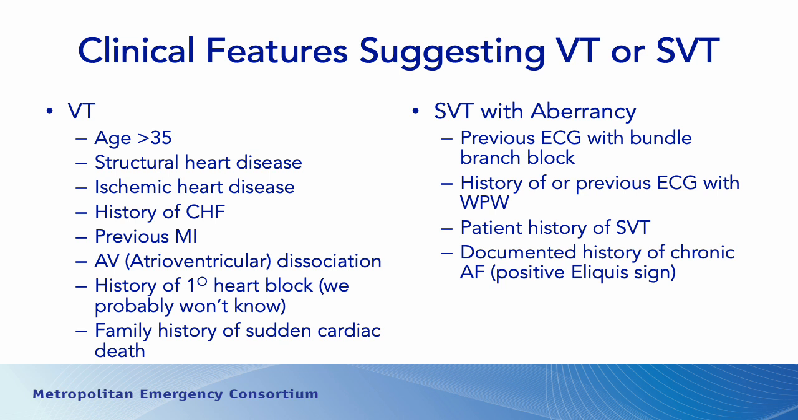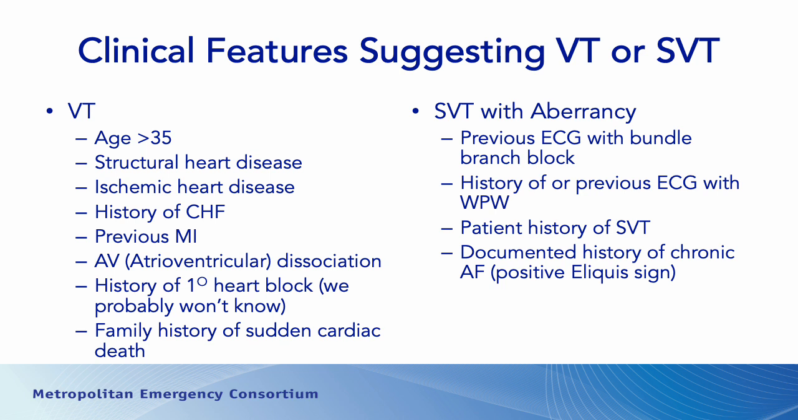So if it's a 20-year-old who's got tachycardia and wide complex, it's probably SVT with aberrancy. But if they're over 35, it's more likely that the patient has ventricular tachycardia. It's particularly suggestive of VT if the patient has known structural heart disease, like aortic valve disease or mitral valve disease, or they've had a valve replacement surgery, or if they have a history of MI and ischemic heart disease, or if they have a history of CHF.